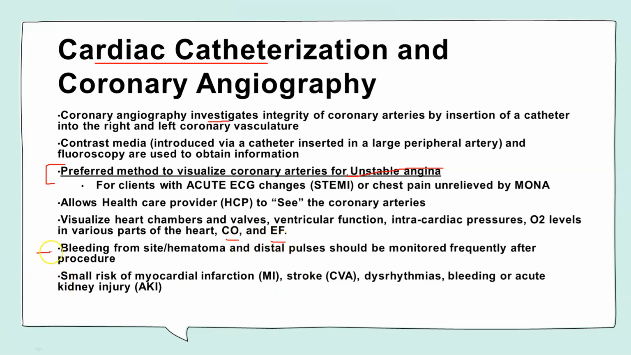There is always an increased risk for bleeding from the insertion site. So you can have the development of a hematoma. You need to assess distal pulses to the insertion site. If you're going to use the radial artery, you want to check the ulnar artery beforehand to make sure that it is able to maintain perfusion to your hand.